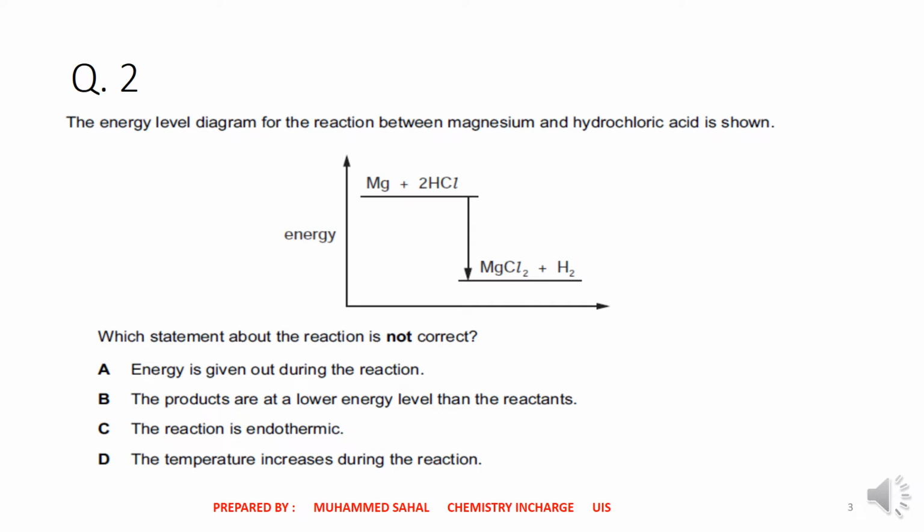Question number 2. The energy level diagram for the reaction between magnesium and hydrochloric acid is shown below. Which statement about the reaction is not correct? Option C. The reaction is endothermic.